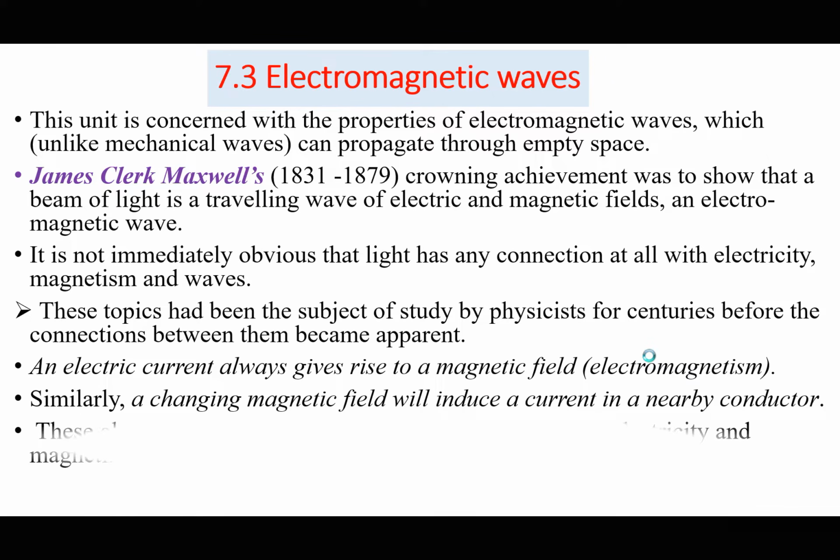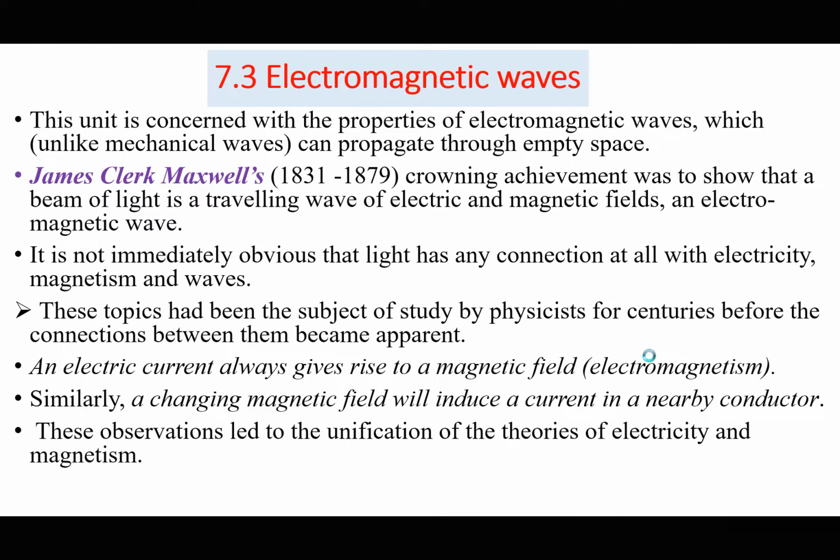These observations led to the unification of the theories of electricity and magnetism. So we have seen that an electric current can cause a magnetic field around it, and a changing magnetic field can produce an electric current. So it means there must be a unifying factor between the theories of electricity and the theories of magnetism, which led to the concepts of electromagnetic waves.